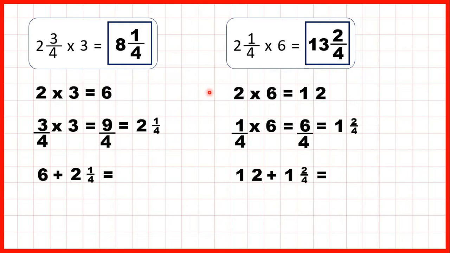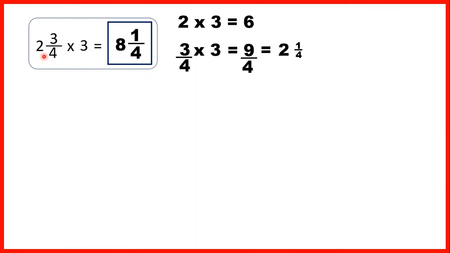But now, let's think about why this method works. Why we can split the mixed number up and multiply the whole number and then the fraction and then add up our answers. So let's take the first question, 2 3/4 times 3. We worked out that 2 times 3 is 6, 3/4 times 3 is 9/4, which is 2 1/4, and then we added 6 and 2 1/4 to get our answer.